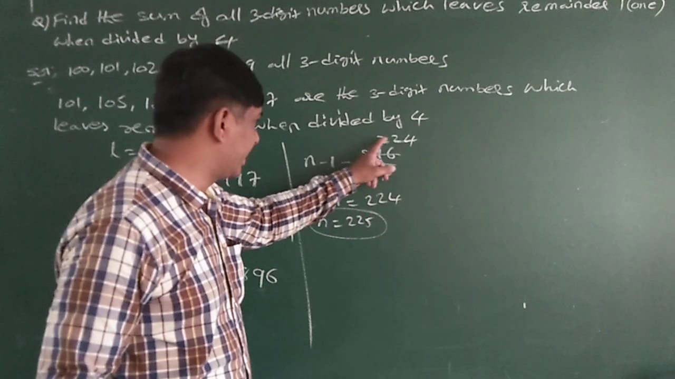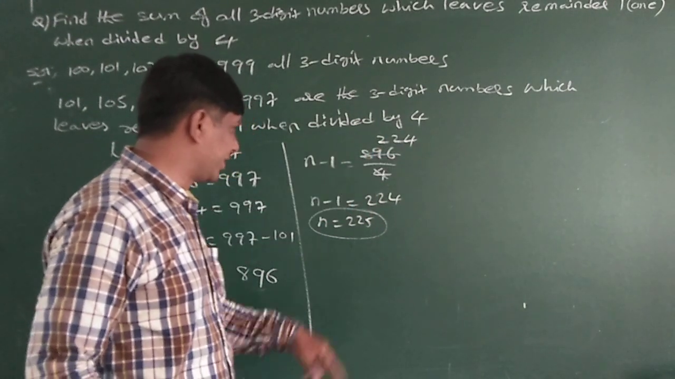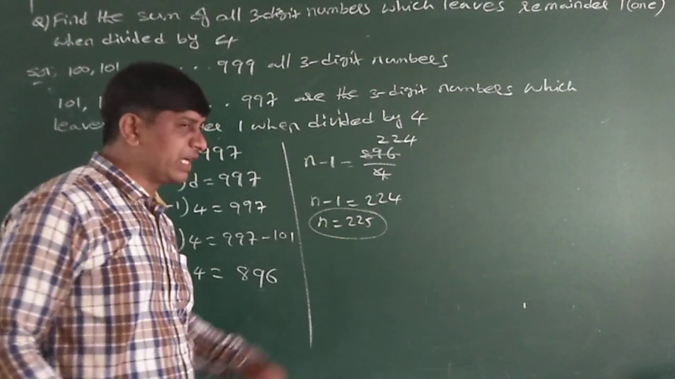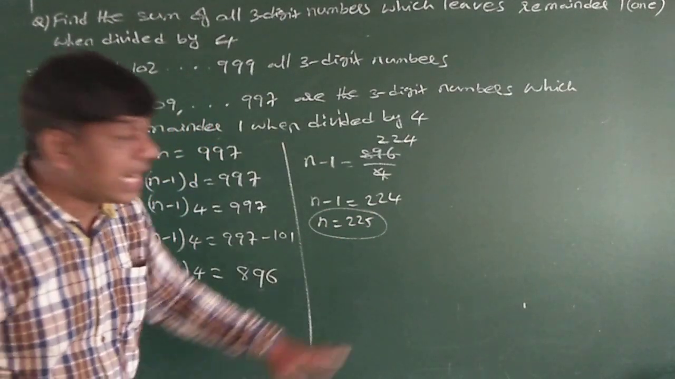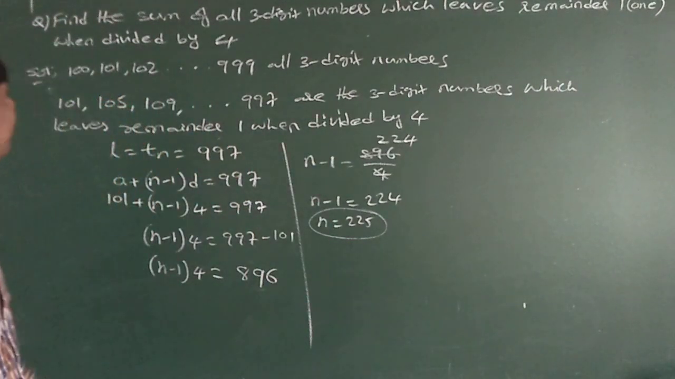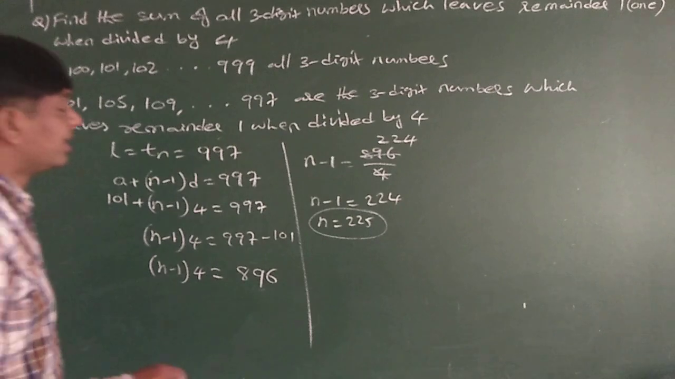4 1s are 4, 4 2s are 8, 4 4s are 16. So 224, N is equal to 224 plus 1, 225. How many numbers do we have to add? 225 three-digit numbers. What is required? The sum of all of them.